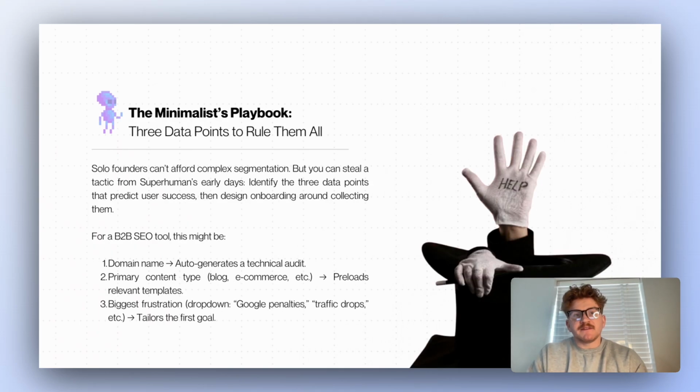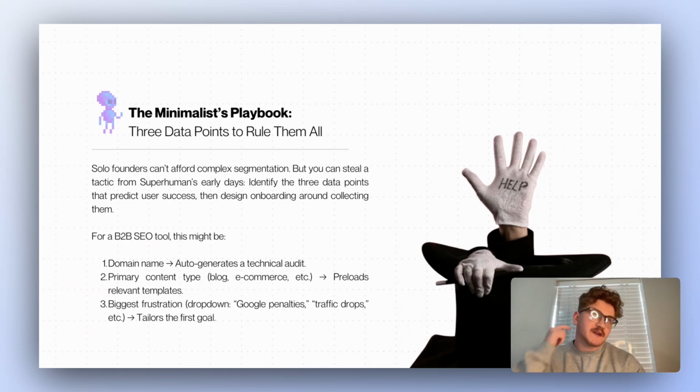Now, the 3 data points. Solo founders can't afford to be complex and segment users and stuff like that, but you can steal a tactic from Superhuman's early days. Superhuman is an email tool, and they identified 3 data points that predict user success. Then they designed the onboarding around them. I'm not going to tell you what these data points are because I don't know.